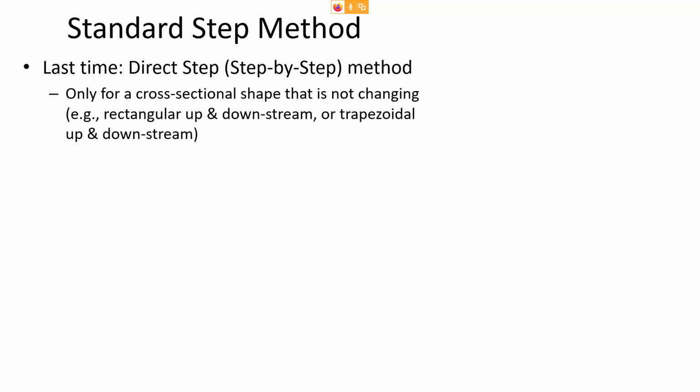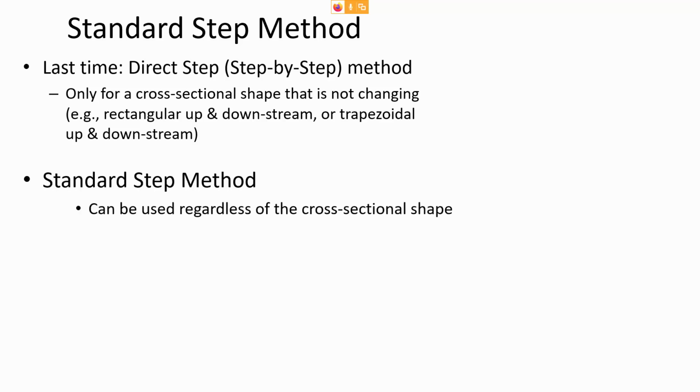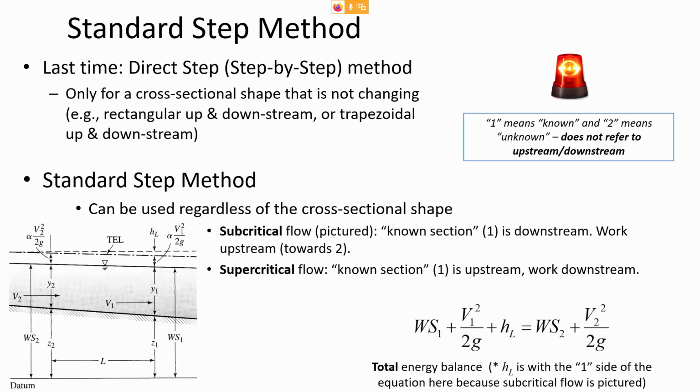So we're going to talk about the standard step method, which is a step beyond. The direct step method only applies to a cross-sectional shape that isn't changing, and the standard step method, by contrast, can be used regardless. So we're going to go through the mathematical underpinnings of the standard step method before we look at the spreadsheet template that I shared with you and use it to solve an example, but I have to start with a warning.